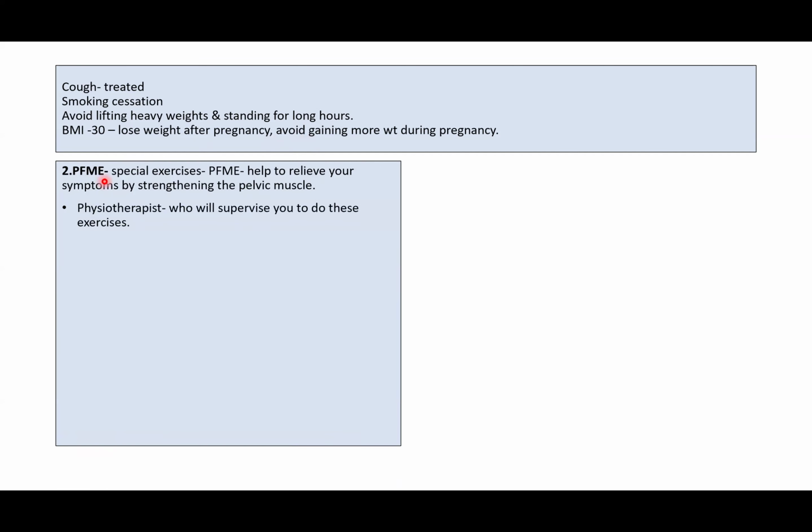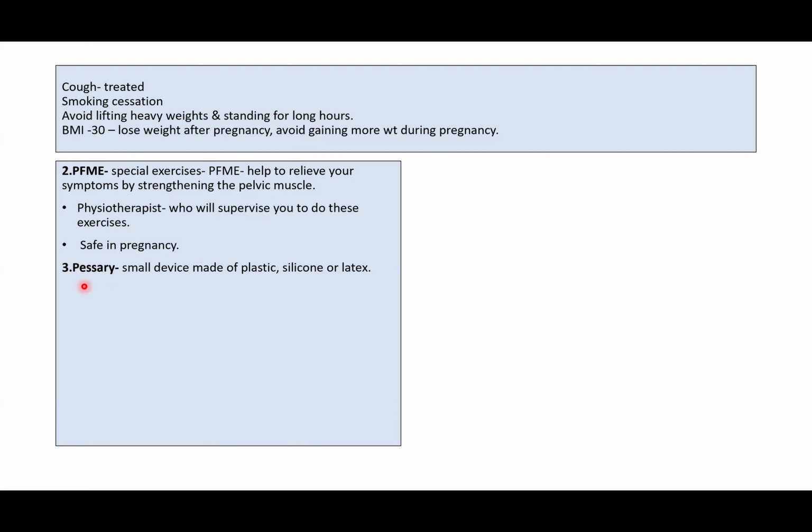Then coming to the exercise, tell her there are some special exercises. They will help to relieve your symptoms by strengthening the pelvic muscle. For that, we can refer you to the physiotherapist who will supervise you to do these exercises. So this is your communication with the colleague. Here you don't have to say the 8 contractions and 3 times. Keep it simple. Okay. She will ask, are these exercises safe in pregnancy? Yes, they are safe in pregnancy.